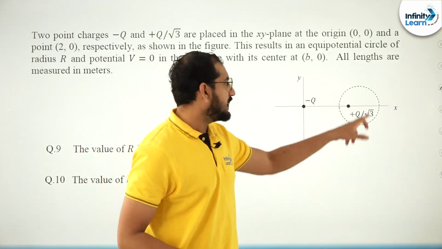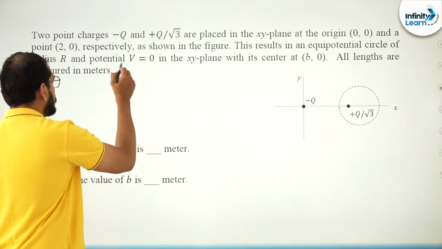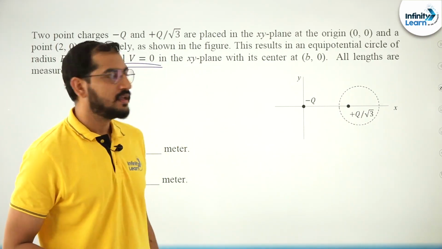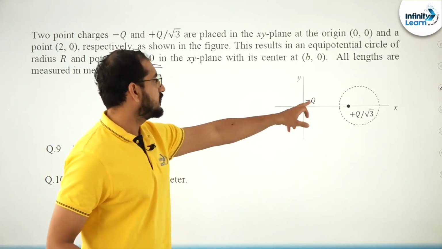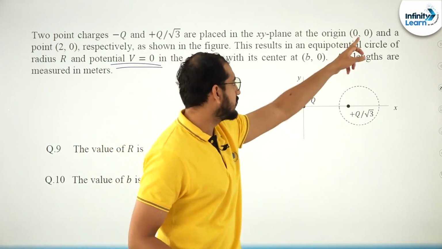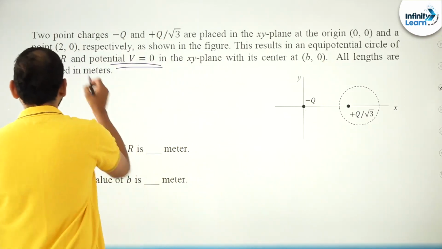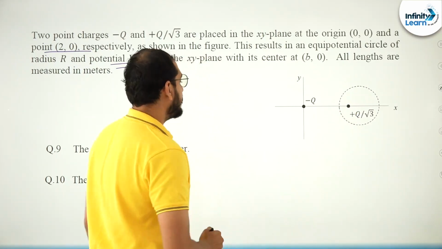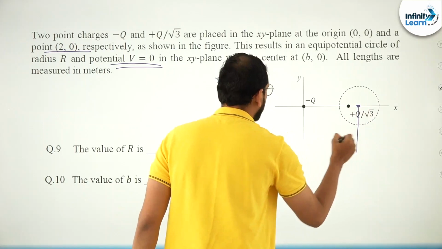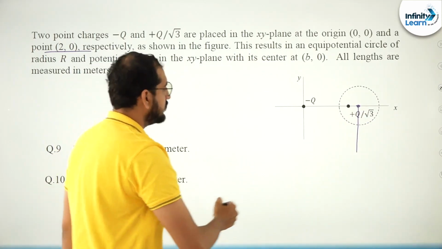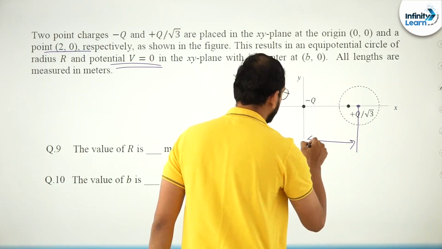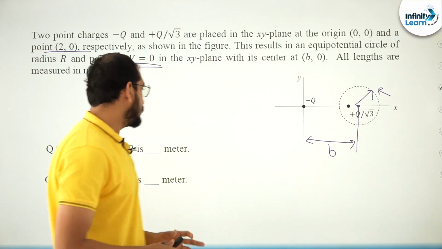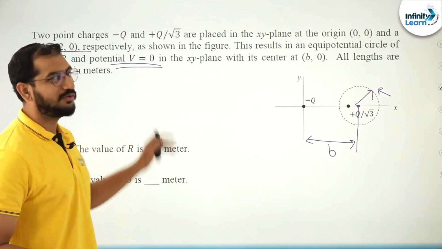The special thing about this equipotential surface is that the potential at all the points on this dotted circle is going to be 0. Now in the question it is given that this negative Q is placed at the origin 0, 0, and 2, 0 is the coordinate of the other charged particle. One more thing: the center of the circle has coordinate B, 0. So this distance is going to be equal to B, and the radius of the circle is capital R. These two values I need to find based on the given information in the question.